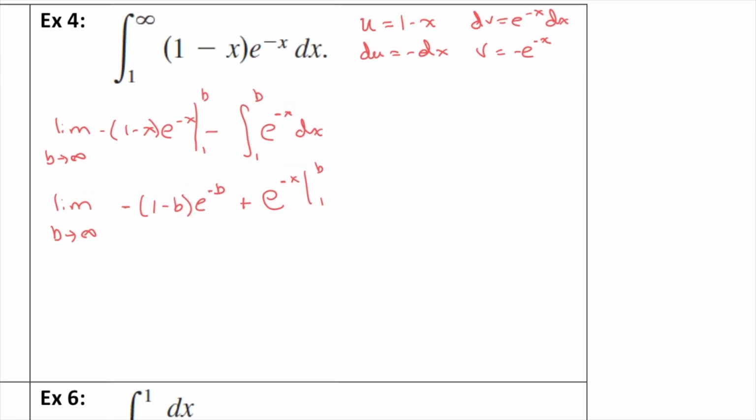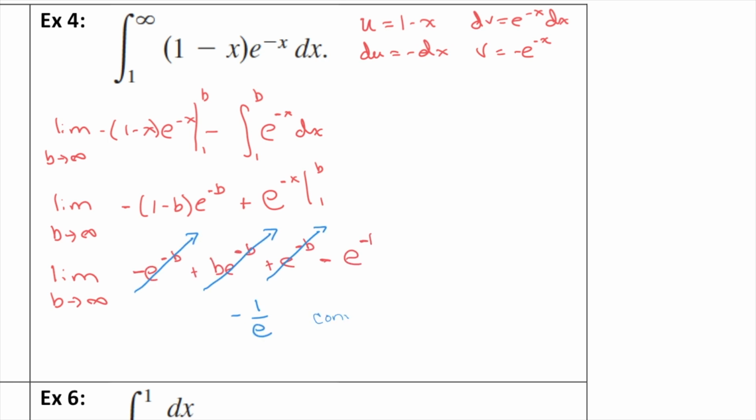A little bit more substitution. Keep your limit notation. We have our b going to infinity, and we'll have a negative e to the negative b plus b e to the negative b plus e to the negative b minus e to the negative 1. As b goes to infinity, a lot of this is going to 0. Let's see here. e to the negative b goes to 0, b e to the negative b goes to 0, e to the negative b goes to 0. We're left with negative 1 over e. Therefore, this example converges, and it converges to the value of negative 1 over e.